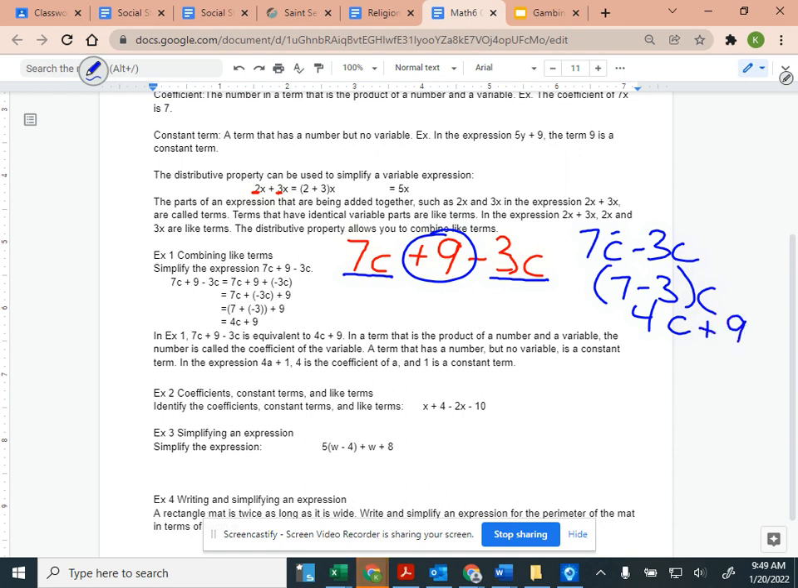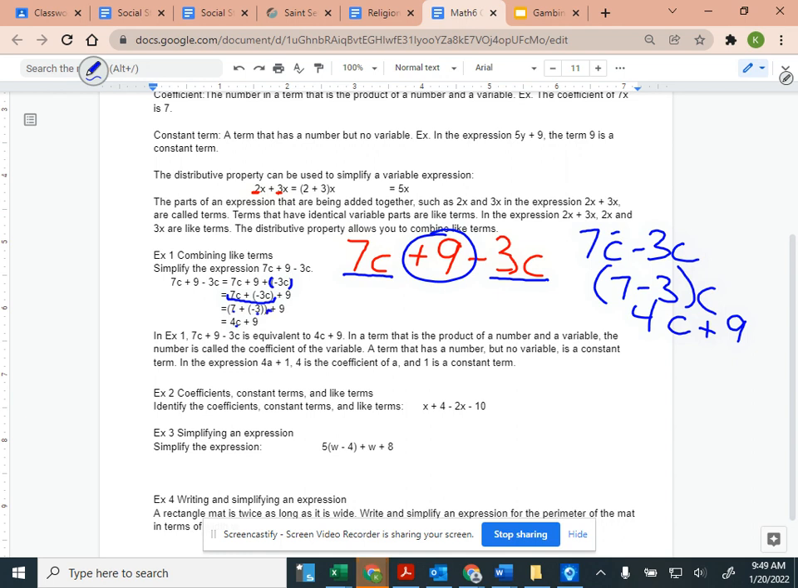Plus 9. If we look at how we worked it out over on this side, we had 7c plus 9 plus negative 3c. They put that parentheses there, so we knew it was a negative 3c. So we have 7c plus negative 3c. It's the same as saying 7 minus 3. So 7 plus the negative is the same as just saying 7 minus.